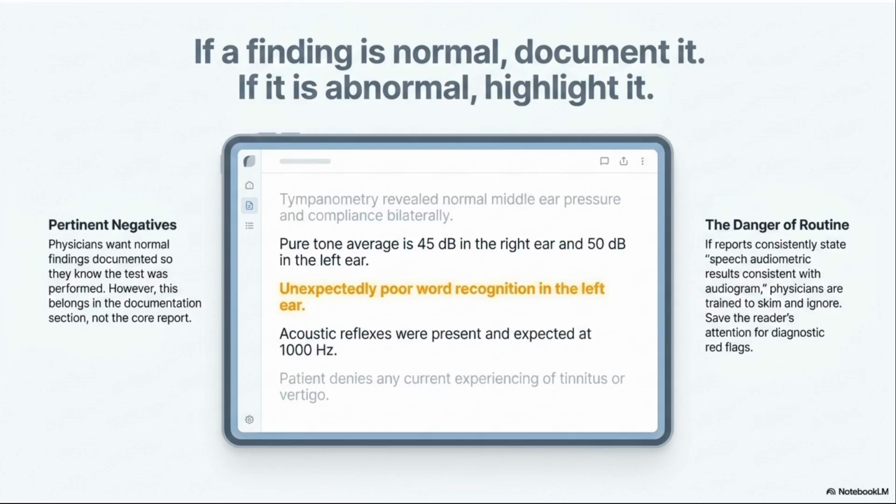The most appropriate place for pertinent negative information is in the documentation section when it comes to the actual test results, not the core report. Consistently stating routine findings such as speech audiometric results consistent with audiogram trains physicians to filter out and ignore this information. Audiologists must highlight information only when its abnormality is potentially diagnostically significant to save the reader's attention for red flags. So unexpectedly poor word recognition in the left ear is an example here. It's bolded to highlight it.